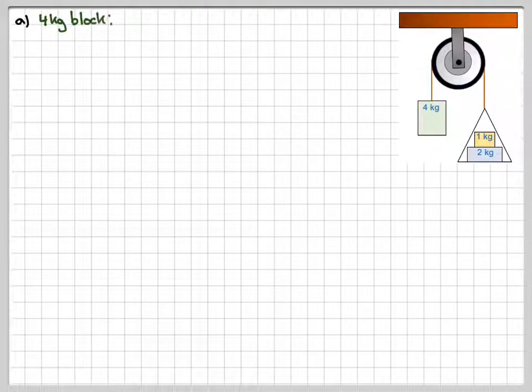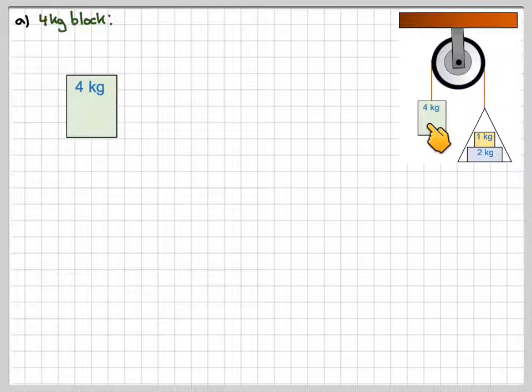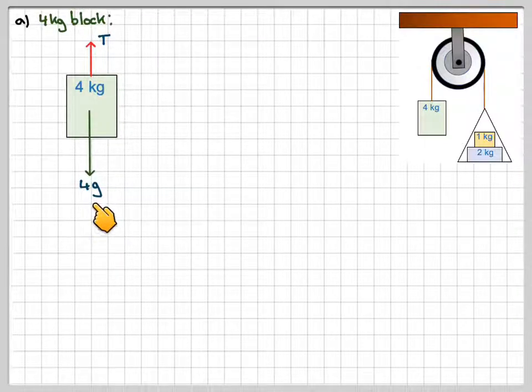Okay, so there's a diagram of the whole system. So we'll take the 4 kilogram block. We'll obviously have a tension in the string acting upwards, and we have 4 times g acting downwards. As this is 4 and it weighs more than 1 and 2, and the pan is light so it doesn't have any weight, obviously the system is going to move this way, so we're going to have an acceleration acting that way.